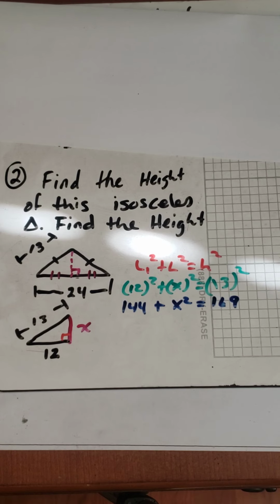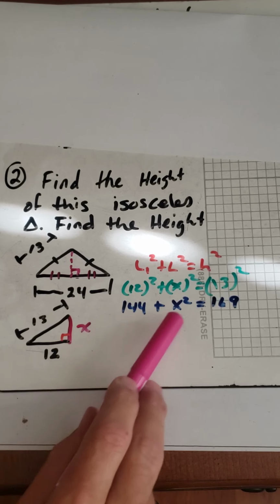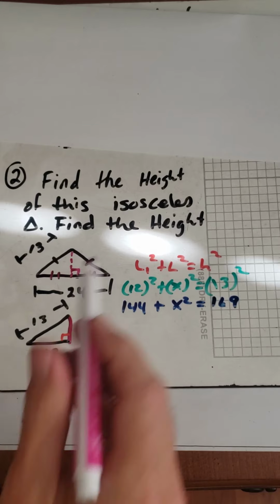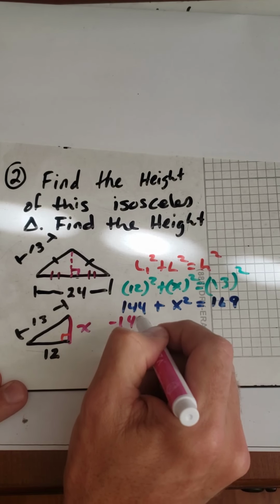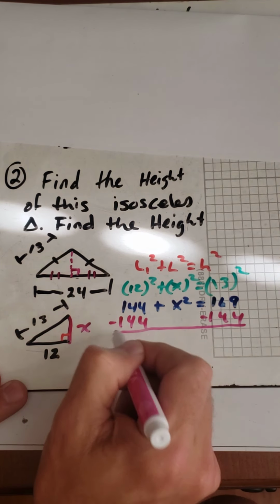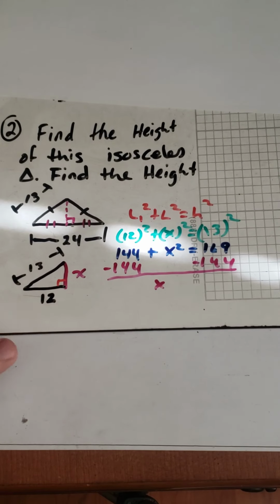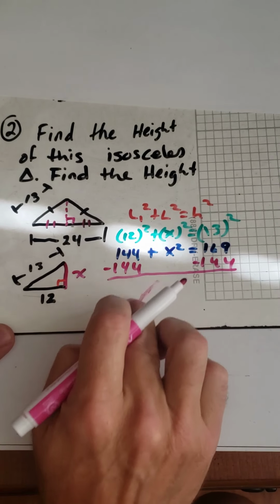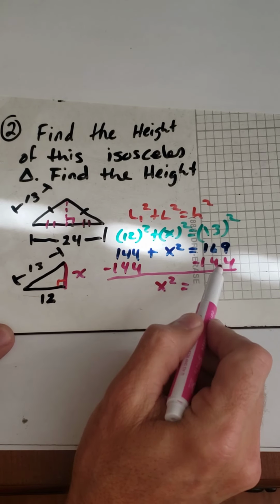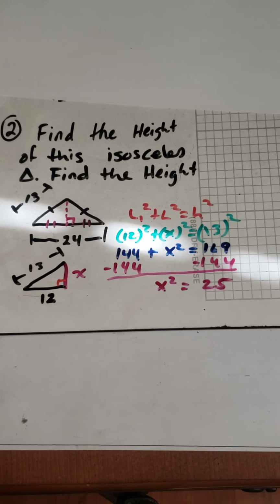So then my next step is to get x by itself. So I got to get rid of that. Last time I could just combine them because there's two numbers on the same side. Here I have a number and a variable, so I can't just combine them. I have to subtract this one to get rid of it. So I'm going to subtract 144 from both sides. And what I have on the left-hand side then is x squared. Let's scoot this up. Is x squared. And the right-hand side, 169 minus 144 looks like it is 25.